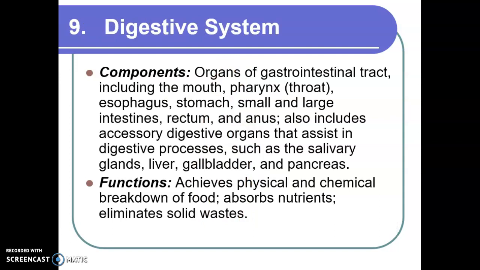Number 9 is the digestive system. And this is always fun to talk about. What happens to that food after we eat it? This is another one of Sawyer's favorite pages.